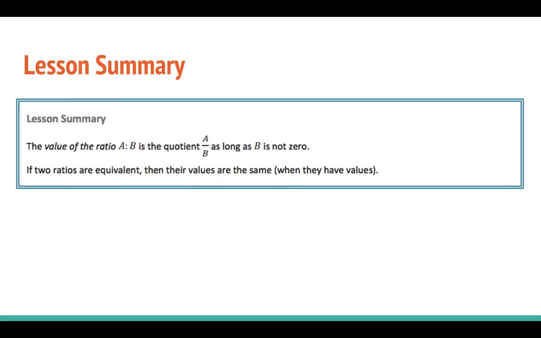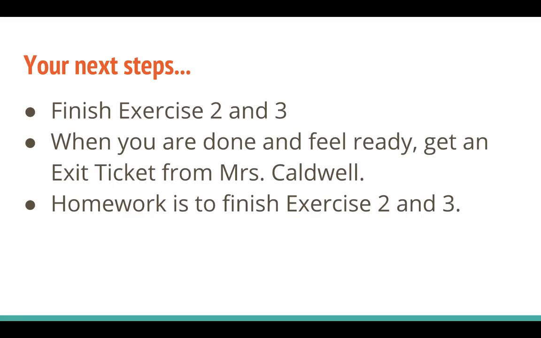Our lesson summary. The value of the ratio A to B is the quotient A over B as long as B is not 0. If two ratios are equivalent, then their values are the same when they have values. All right, so if you had paused this video to do the exercise, then you will realize that this is our true statement, that when you have two ratios that are equivalent, then their values will always be the same. There really is no counterexample to this statement.